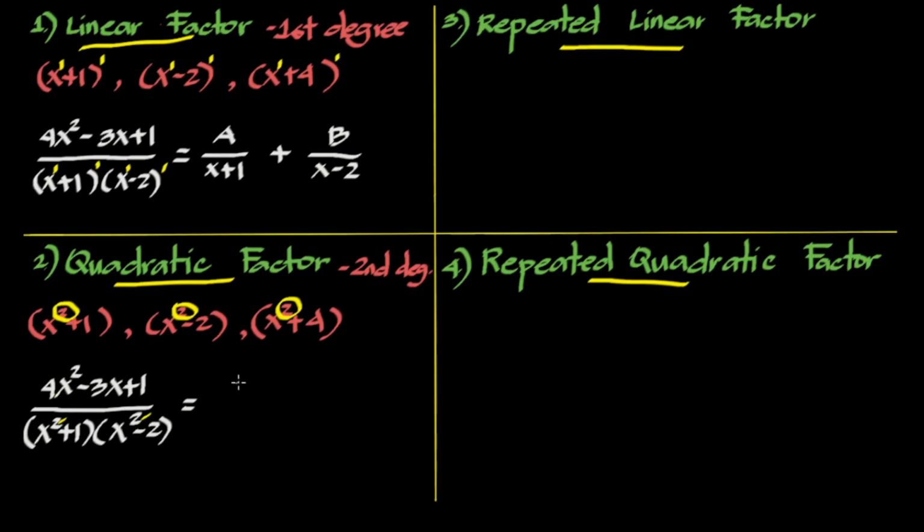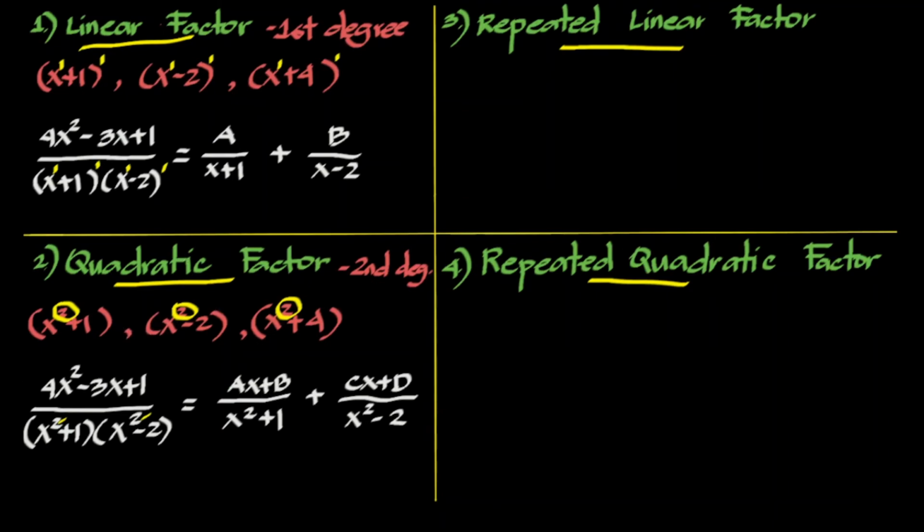So, therefore, ganito yung setup niya. We have, since quadratic siya, so we have ax plus b over x squared plus 1 plus cx plus d over x squared minus 2. Ganyan lang. Ganyan lang yung setup ng kanyang partial fraction kapag quadratic factor.